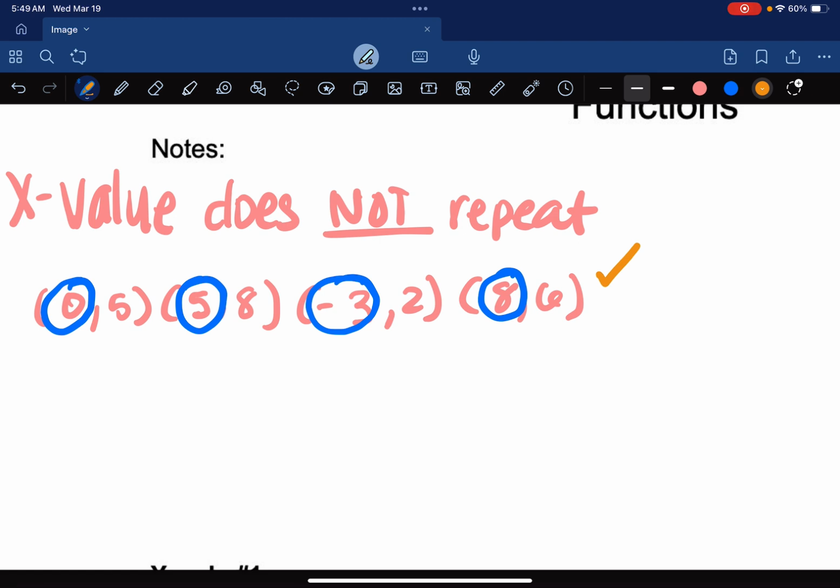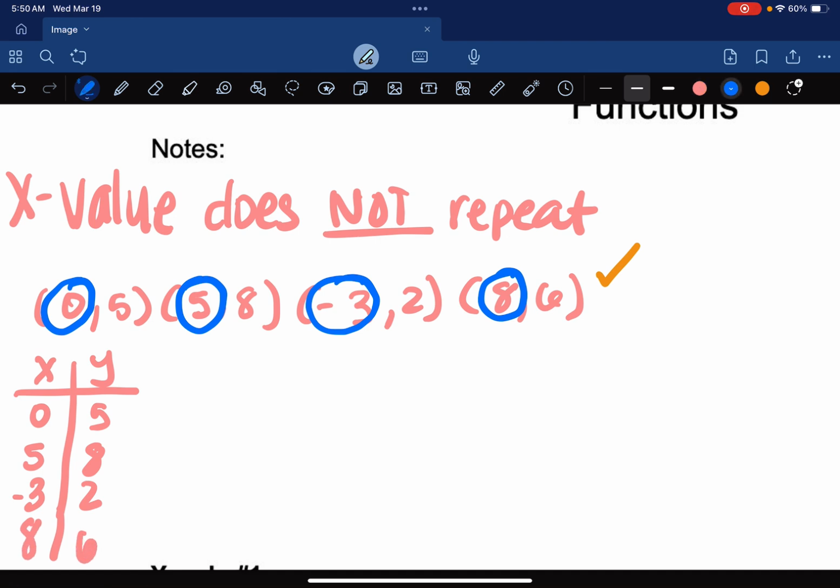Okay, the second way you'll see a function question is in a table. So in a table, they'll give you coordinates. And again, we only care about our x values. And we're checking to see if any of these numbers repeat. Because none of these numbers repeat, 0, 5, -3, and 8, this is a function. This does represent a function.